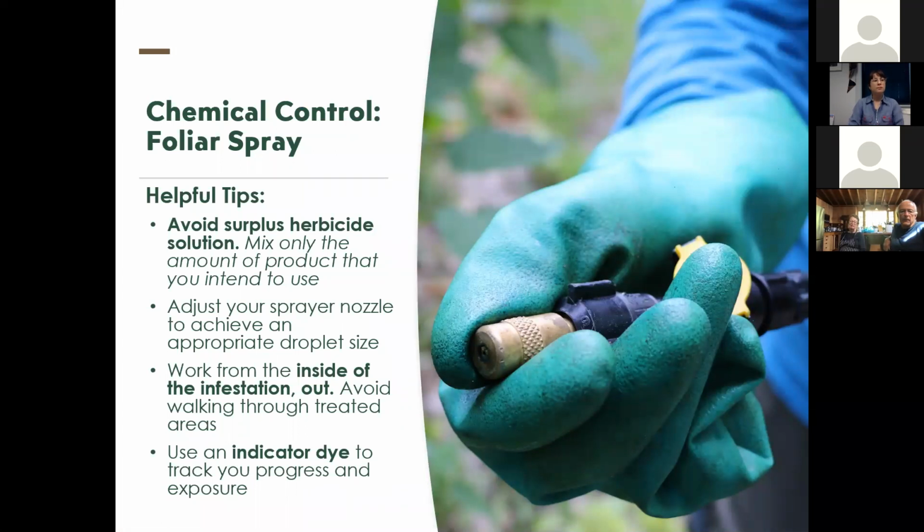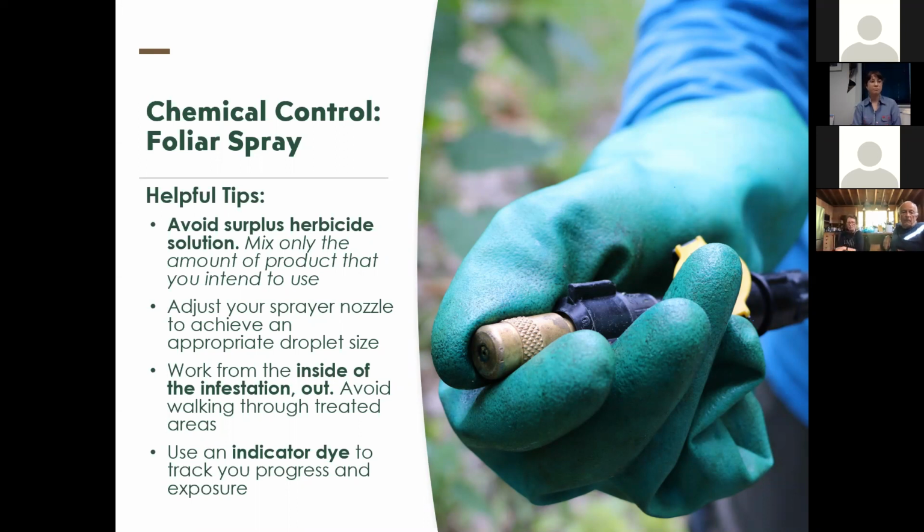Some other helpful tips for performing a foliar spray. Again, we'll reiterate, avoid mixing surplus herbicide solution because you'll have to deal with the disposal of that product. So mix only the amount you intend to use. We can always make more, but we can't make less.